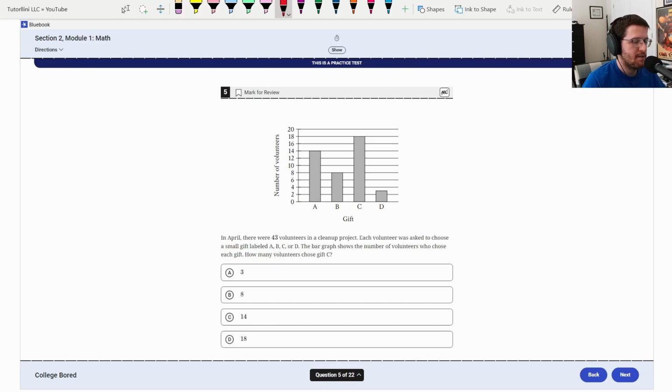Question 5. So this one wants us to figure out how many volunteers chose gift C. So I'm going to look at gift C, and I read the graph, and it looks like that is at 18. So we have 18 volunteers. That is answer choice D.